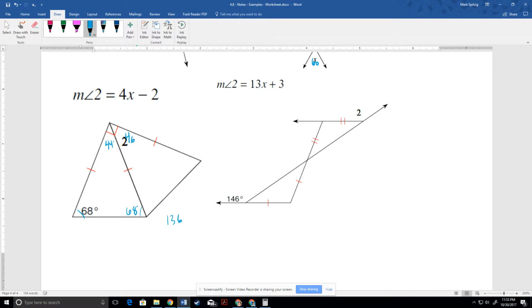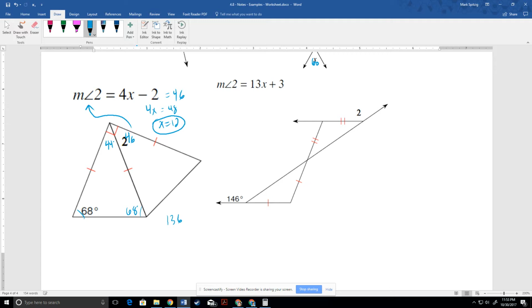Now, we don't have to go any further. I could find these if I wanted to, but this is 46, which means I know that angle 2 is 46 and it's 4x minus 2. So if I just set it equal to 46, I can then solve. So 4x equals 48, x equals 12. So once you find the angle, then you have something to set it equal to. I can just almost replace it with that once I know what the measure of that angle is.